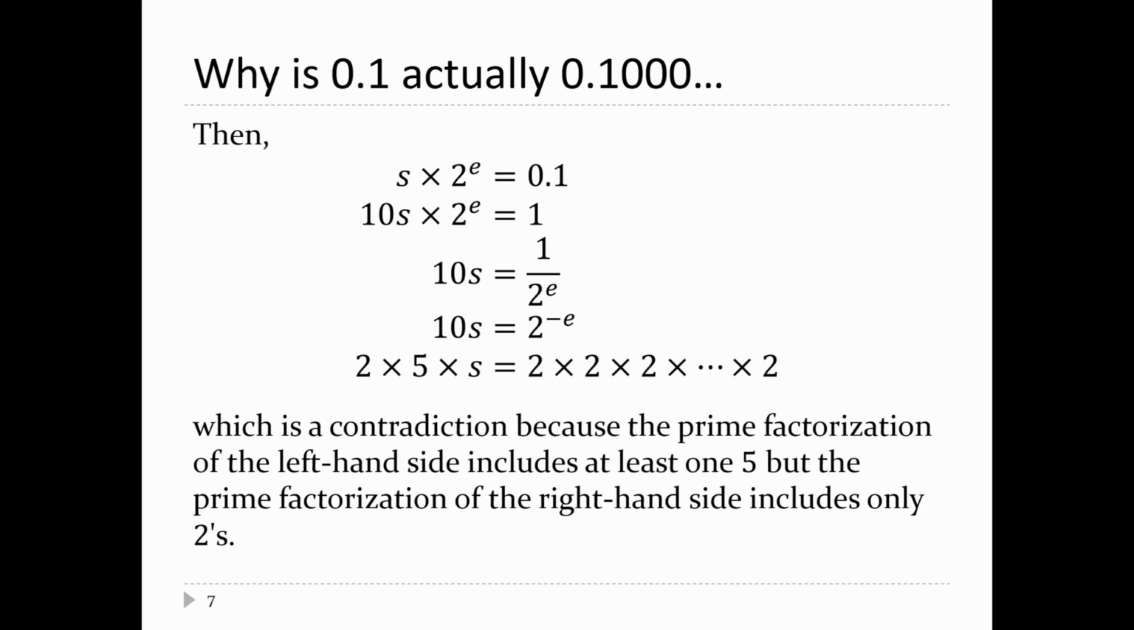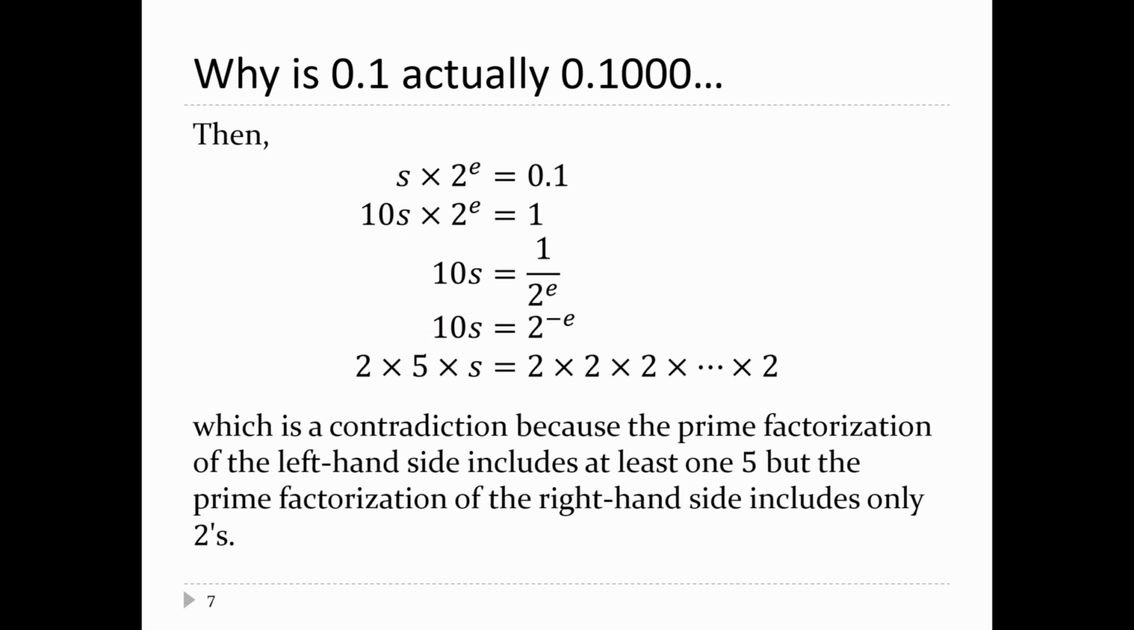Okay, so what happens? I don't want to work with 0.1; I would like to work with integer values only, because I know that s and e both have to be integers. So I can clear the 0.1 very easily by multiplying both sides by 10. So 10s times 2 to the e is equal to 1. I can now move the 2 to the e to the right-hand side by dividing both sides by 2 to the e. 1 over 2 to the e is just 2 to the minus e. Now remember, e is negative, so this exponent is actually positive now, and I have the expression 10s equals 2 raised to some positive exponent.